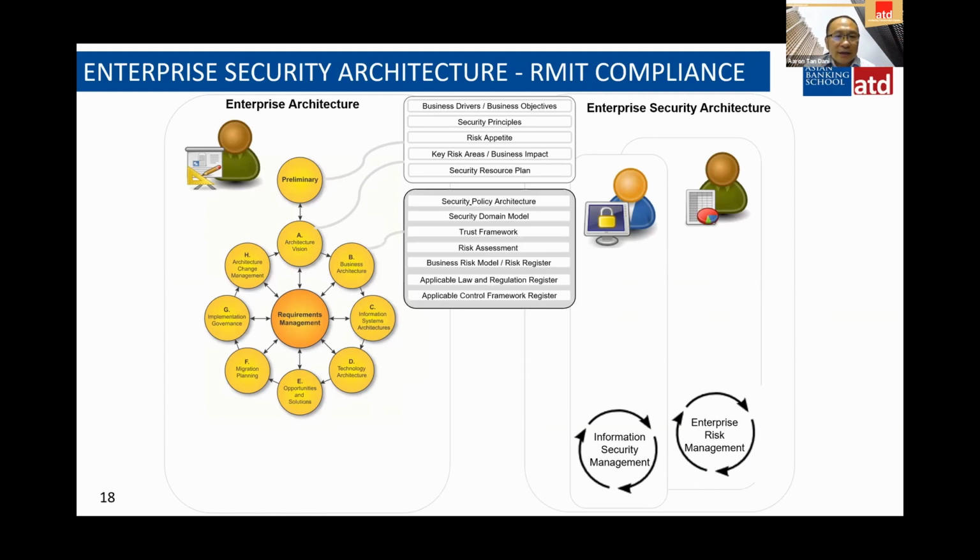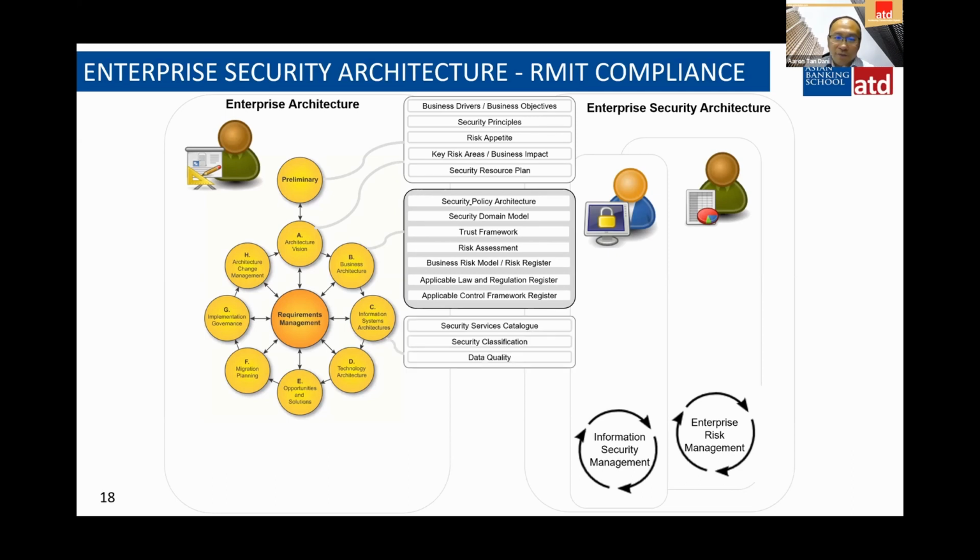Okay, then the next one on the business. So we need to look at the security, policy, architecture, domain, the trust, the risk, and also the regulatory, right? And also all the control framework that we are using, whether using COBIT or all types of governance. We need to make sure that we capture this.